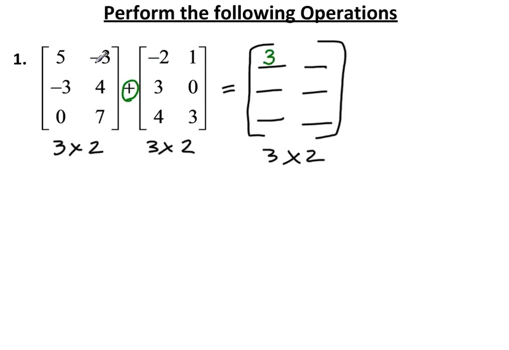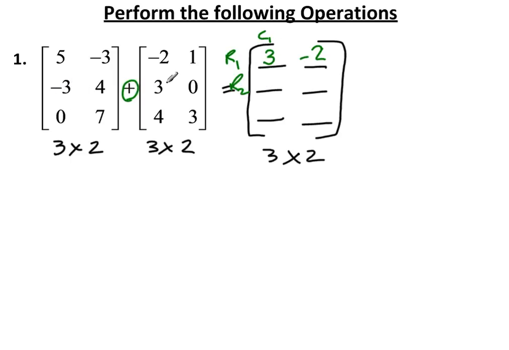I'm going to do negative 3 plus 1 and get negative 2. If you notice, this is row 1, column 1. So I'm going to look at the number in row 1, column 1, and add it to row 1, column 1. And that's why they have to be the same, so they match up. To get row 2, column 1, I'm going to look at row 2, column 1, row 2, column 1.